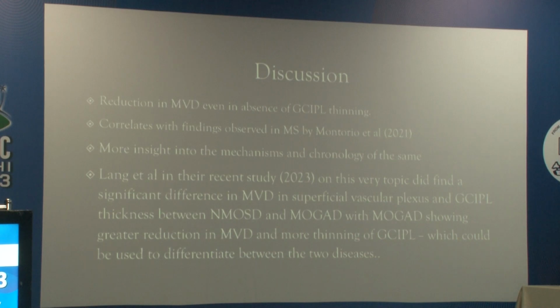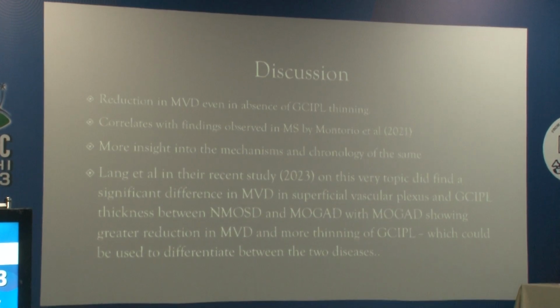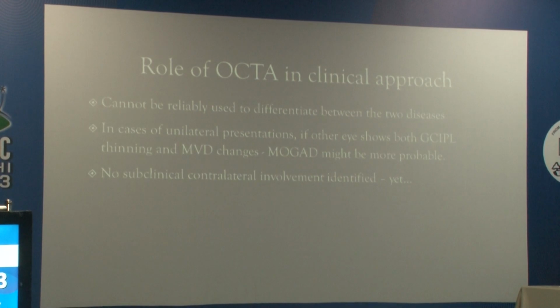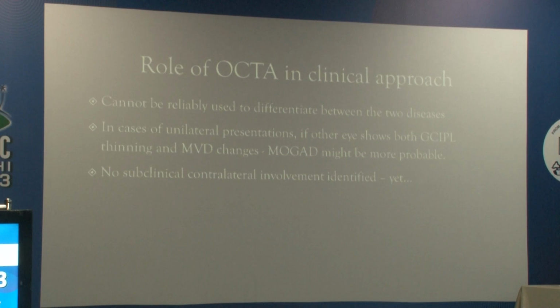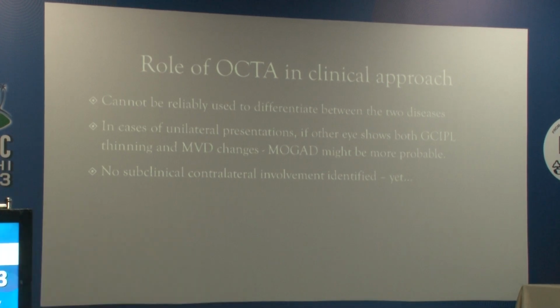Lang et al. have conducted a study recently on this very topic, where they did actually find a difference in the GCIPL and macular vascular density in the 2 groups, which might be used to differentiate them on a clinical basis. But as far as our study is concerned, we conclude that we cannot reliably use OCTA yet to differentiate these 2 diseases. However, what we noted was, in case of unilateral presentations, if the other eye showed both GCIPL thinning along with macular vascular density changes, then MOGAD was more probable. We were not able to highlight any subclinical contralateral involvement of the other eye yet.